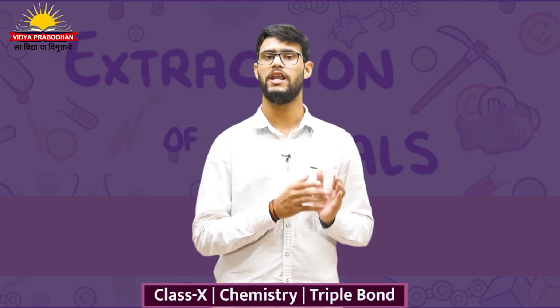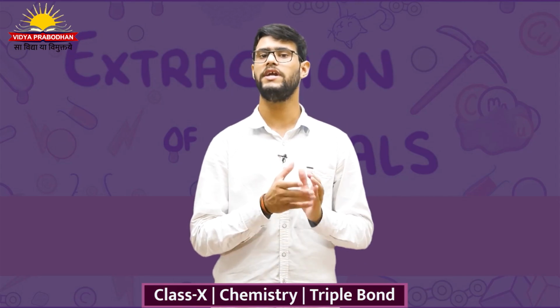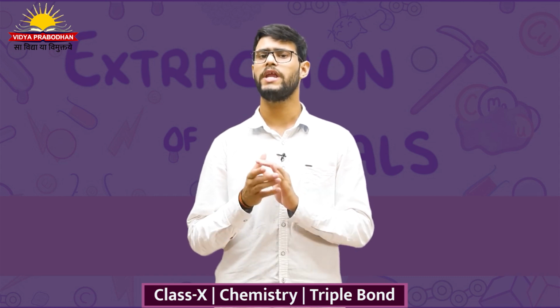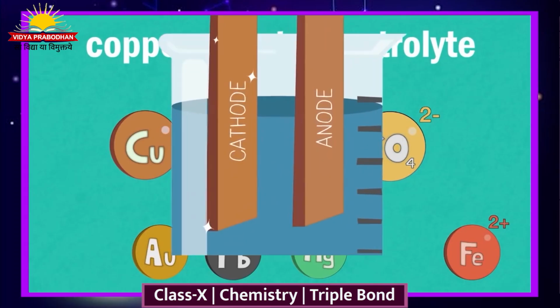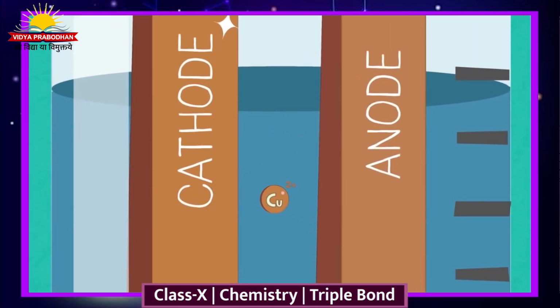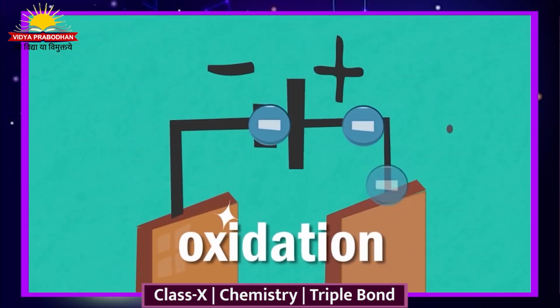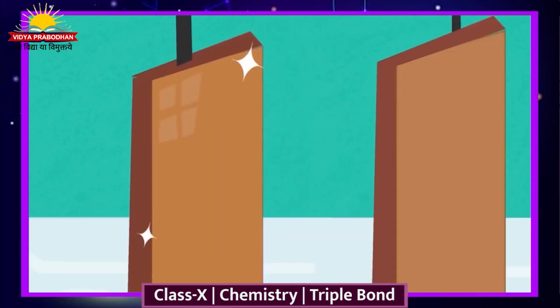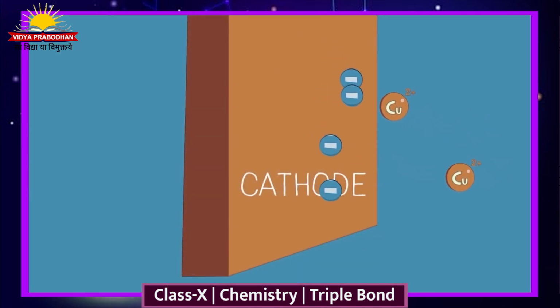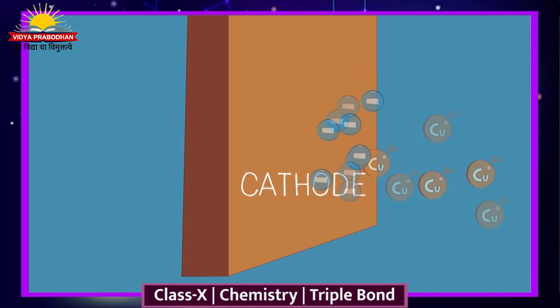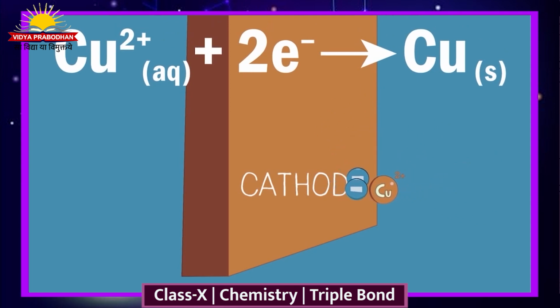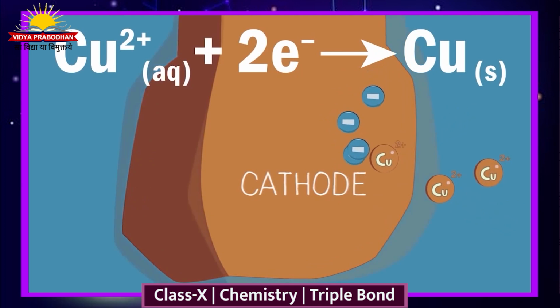On passing the electric current through the copper sulfate solution, a few reactions take place at the two electrodes. First, the positively charged copper ions, that is Cu2+, from the copper sulfate solution go to the negative electrode, that is cathode, and by taking electrons from the cathode get reduced to copper atoms. These copper atoms get deposited on cathode, giving pure copper metal.